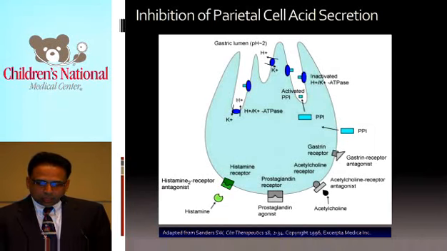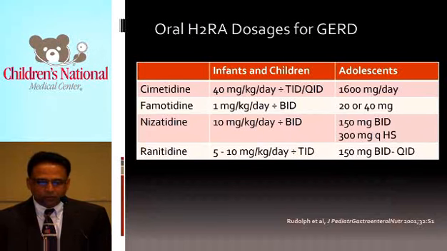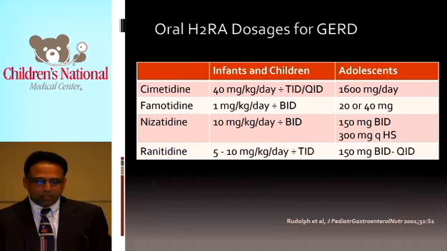So H2 blockers only block one of the receptors, which is histamine. The rest of the receptors are still active, and therefore it is only partially suppressing the acid production. And these are the doses for H2 blockers. These are on your handouts.